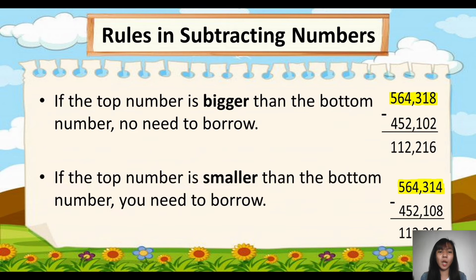But if the top number is smaller than the bottom number, you need to borrow. Example here. So this is again the top number, shaded in yellow. 4 is smaller than 8. Okay? So this time you have to borrow from the number here. The number before 4 is 1, so you need to borrow from 1. So these are the rules that you need to remember in subtracting numbers.